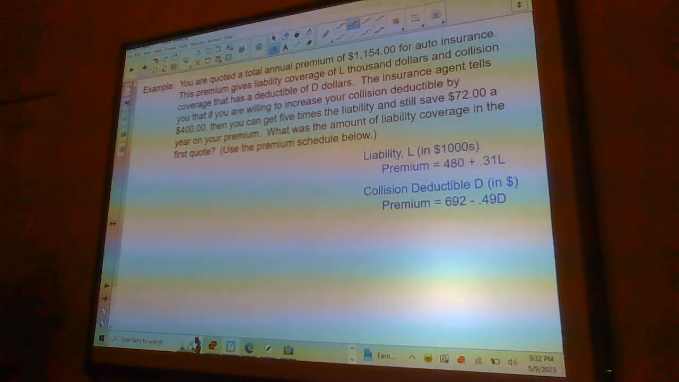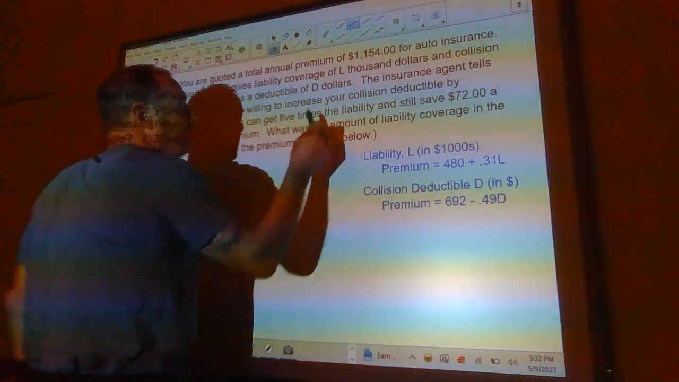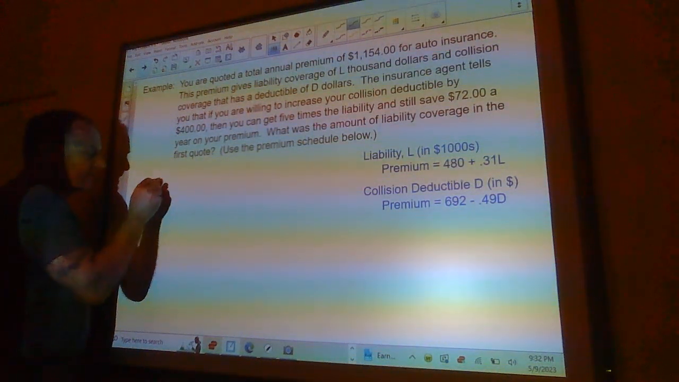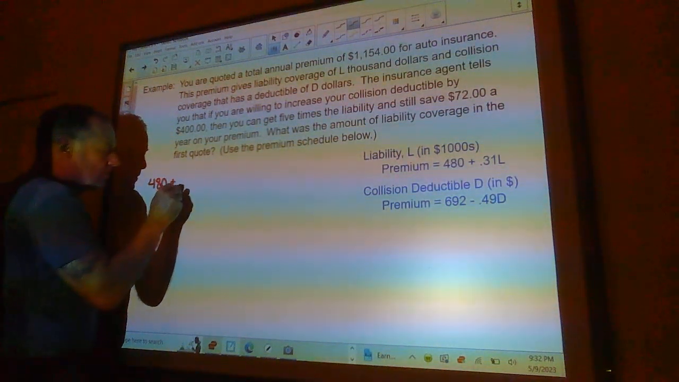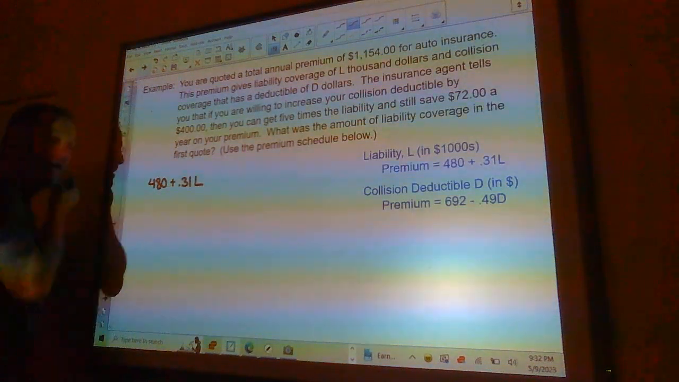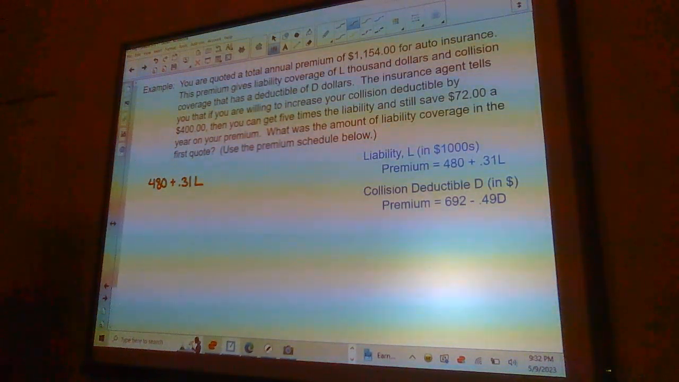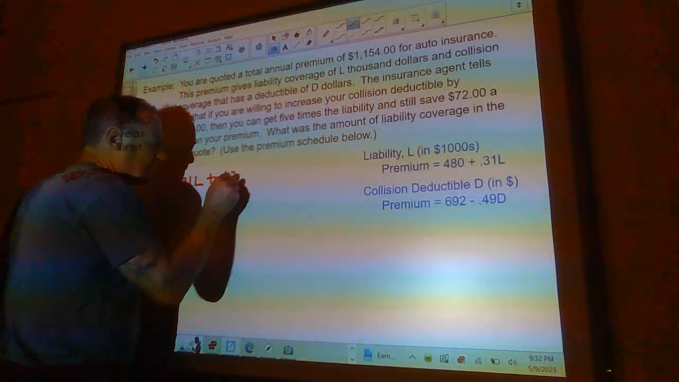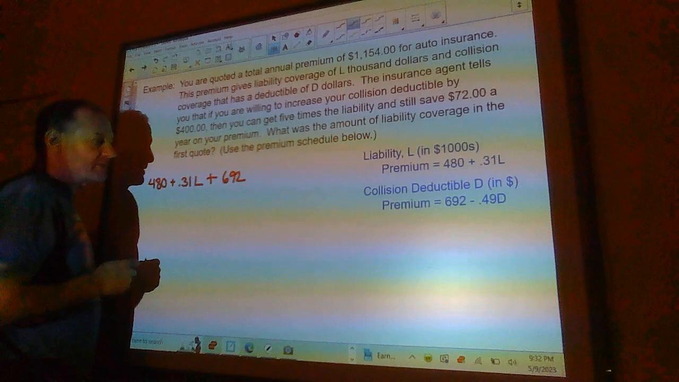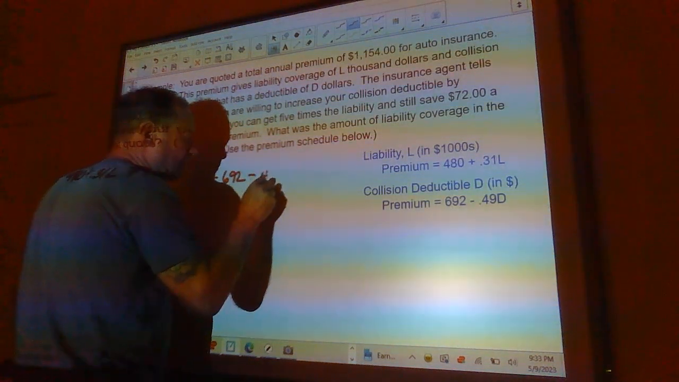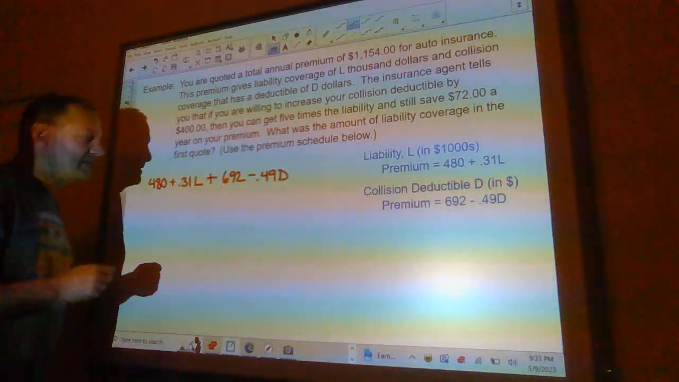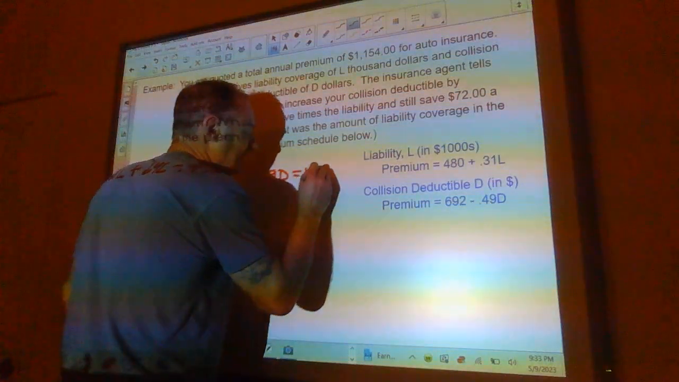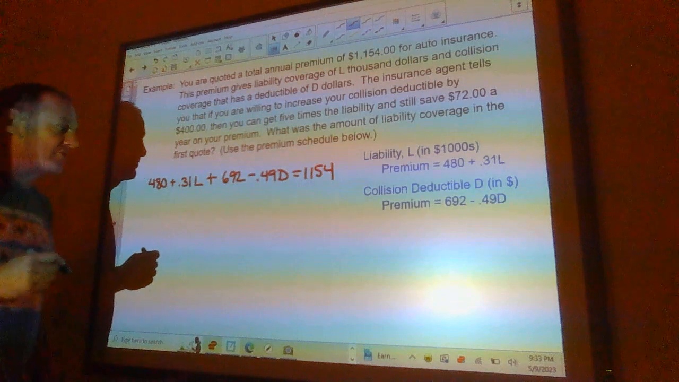Okay, so here's what I know. My liability is $480 plus 0.31 per thousand of liability insurance. I'm going to add to that my collision deductible, which is $692 minus 0.49 times D. That's the deductible, and that's going to equal $1,154. So I got my first equation there.